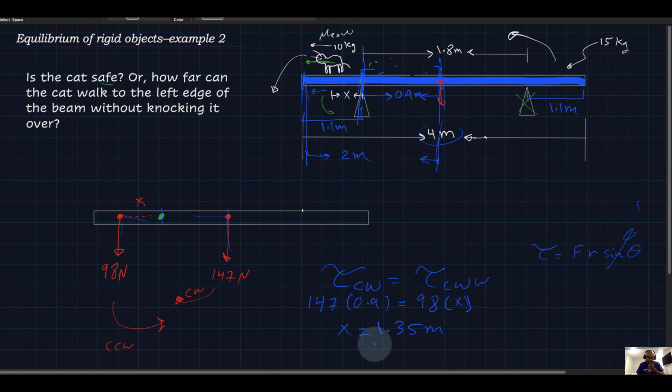So what do you think? Is the cat safe? The answer is yes, the cat is safe, because the cat can go 1.35 here, like maybe here, without knocking the beam over. But this is not the distance 1.35. It's actually just 1.1. That's the total distance left for the beam. So even if the beam went another 0.25 meters, the cat would still be safe. Okay, and that's the answer for this problem.